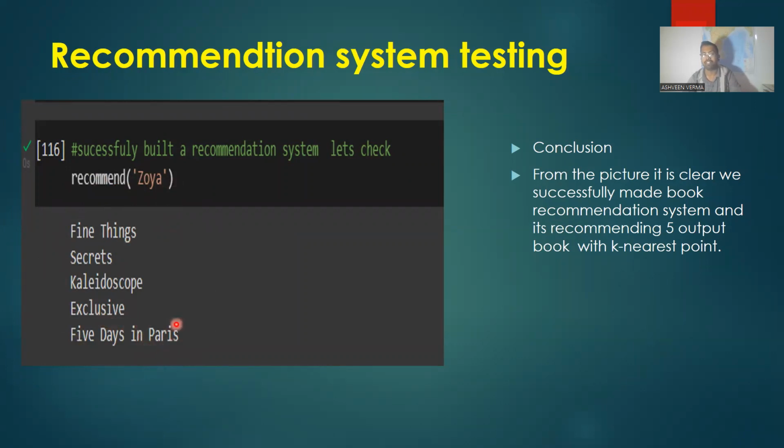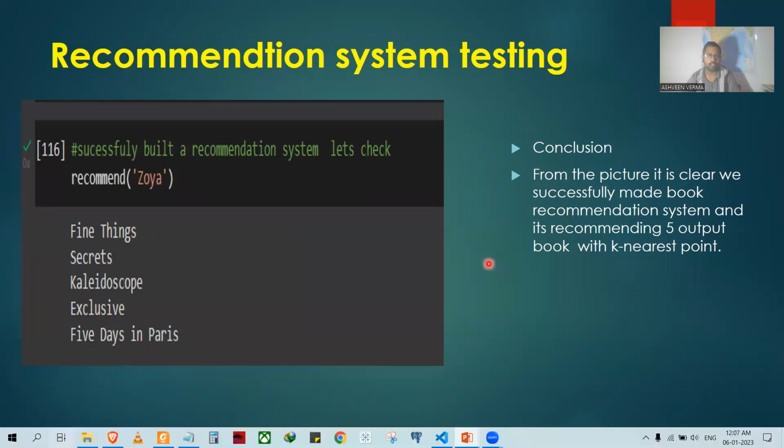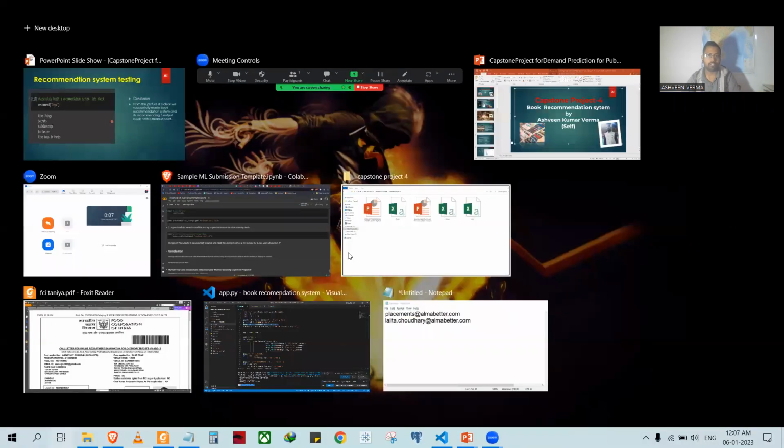So here we can see that my book recommendation system is working very good. From the picture, it is clear we successfully made the book recommendation system, and it's recommending five outputs of books with k-nearest points. So let me check another book.